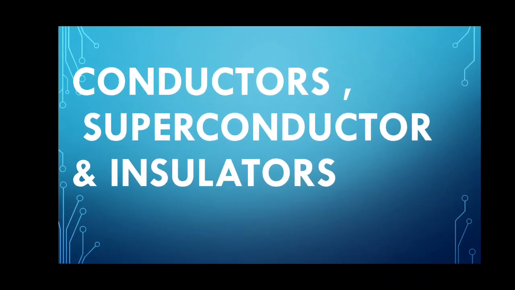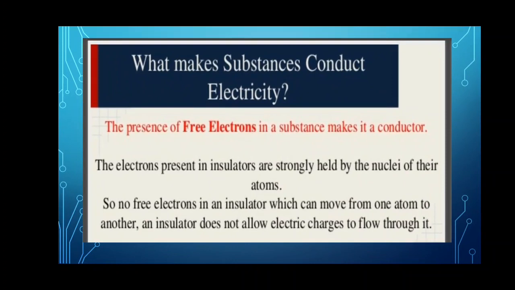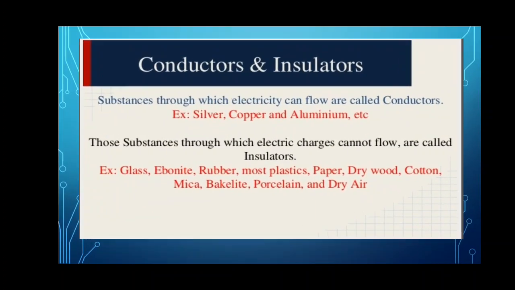What makes an object conduct electricity? Let us try to understand the terms conductors, superconductors and insulators. So what makes a substance conduct electricity? The presence of free electrons in a substance makes it a conductor. The electrons present in insulators are strongly held by the nuclei of their atoms. So what are conductors? Conductors are the substances through which electricity can flow.